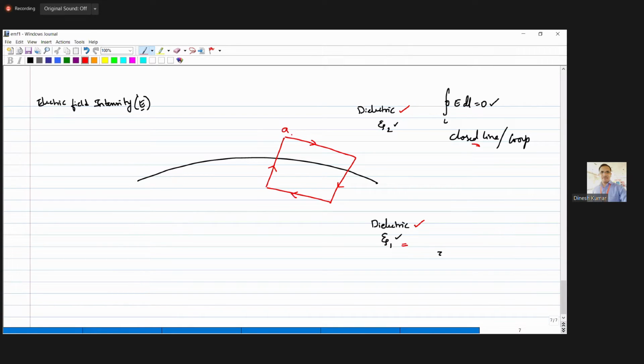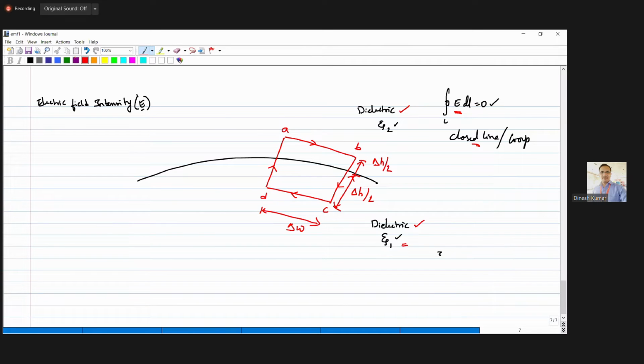Now I'm naming the loop A, B, C, and D, and I have taken the height of the loop as delta H, so that half of the loop is present in medium 2 and the remaining half is in medium 1. Therefore I have taken H by 2 and H by 2, and the width of the loop I am considering as delta W. The total height is delta H. So now what do we have to go with?